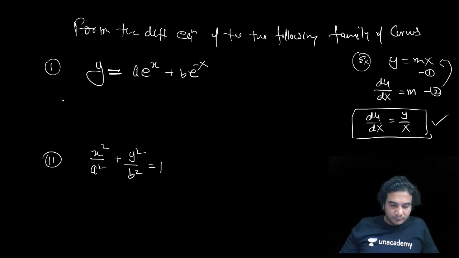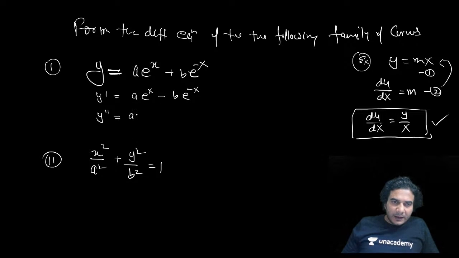Okay, let me do it then. Differentiate it twice. We can see that it has two parameters. So y dash, immediately differentiated, is a e raised to x minus b e raised to minus x, right? Again you differentiate. So y double dash is going to be a e raised to x plus b e raised to minus x. Now eliminate a and b.